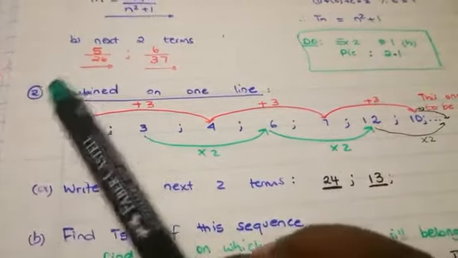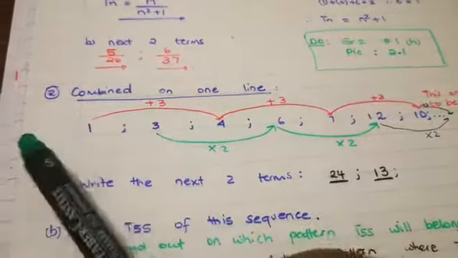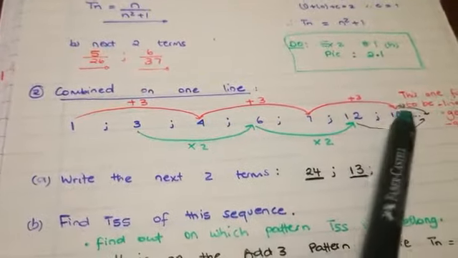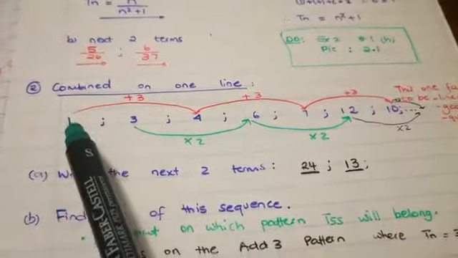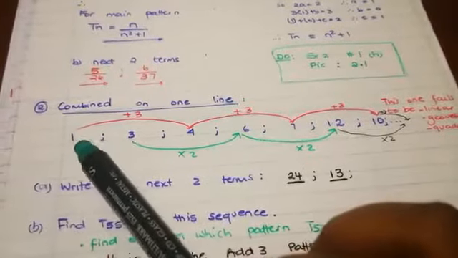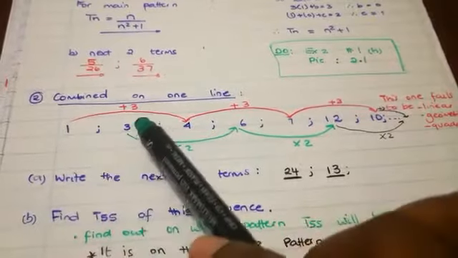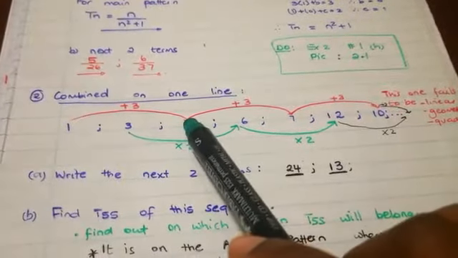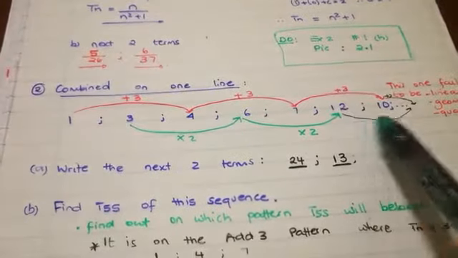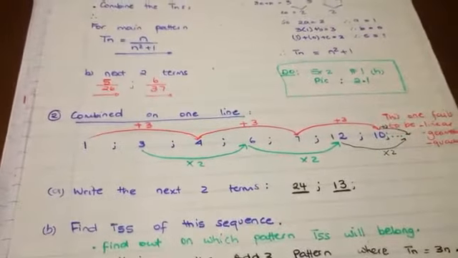All right, and then number 2, combined on one line. Now we don't have a fraction. You've got a sequence that looks like a normal sequence like we've seen before, and then you do your check. You check if it's linear. Let's try to add. If I add a number here, I need to add 2. Now I need to add 1. Then again it's 2, then 1, then it jumps to 5, then negative 2. So it is definitely not linear because the number keeps on changing.